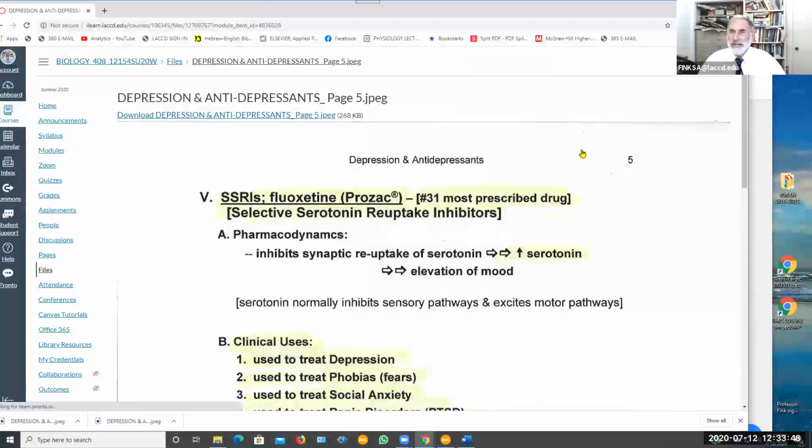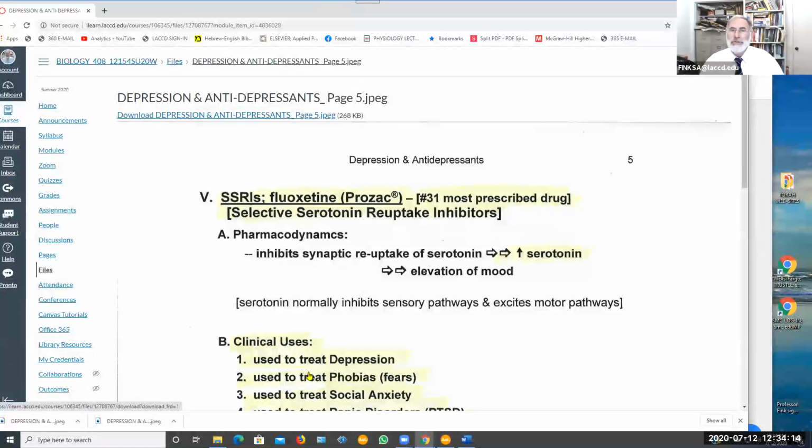Okay, so we said that the most important class of antidepressants are the SSRIs, the selective serotonin reuptake inhibitors. Our prototypical example is fluoxetine. It ends in -ine. There are a number of others in this class that also end in -ine or -pram. We'll see that in a moment. It goes under the brand name Prozac. It's ranked number 31 among the most prescribed drugs in the United States.